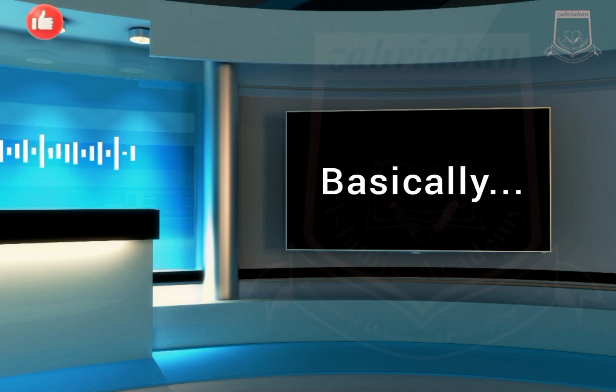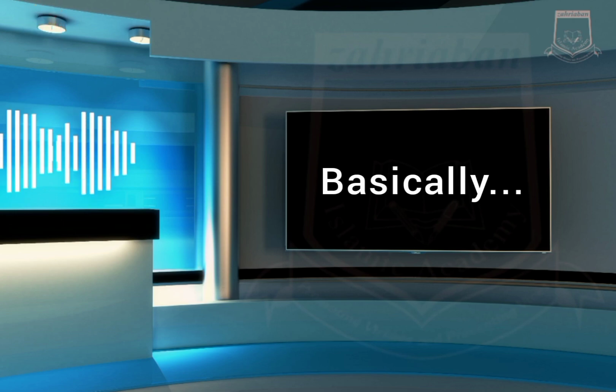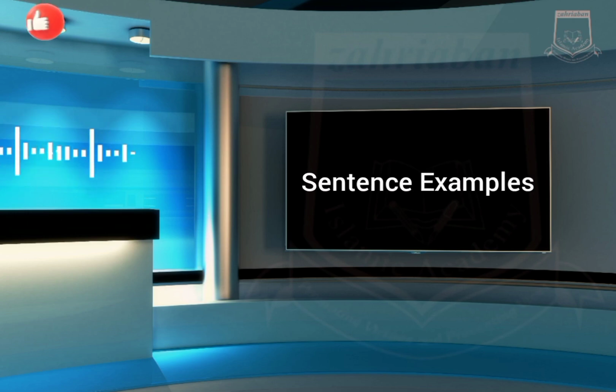So verbs agree with subjects that come before them in sentences. They agree with the subjects in number and person, that is, the first person, second person, or the third person. Let's look at a few examples.